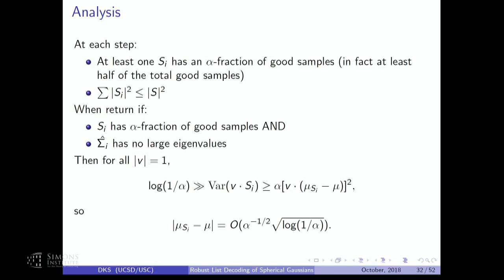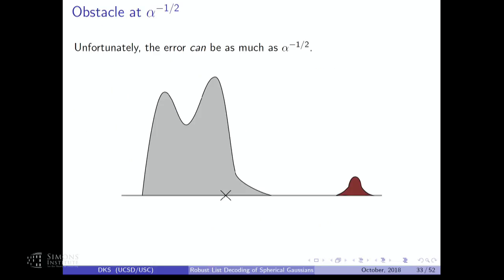And so, well, we've managed to reconstruct this O tilde of alpha to the minus a half from Steinhardt, Charikar, and Valiant, but we'll hopefully be able to take these techniques and push them a little bit further. Unfortunately, there's actually a major obstacle for these techniques at about alpha to the minus a half. Because you can actually have error as much as alpha to the minus a half and still have well-controlled variance.